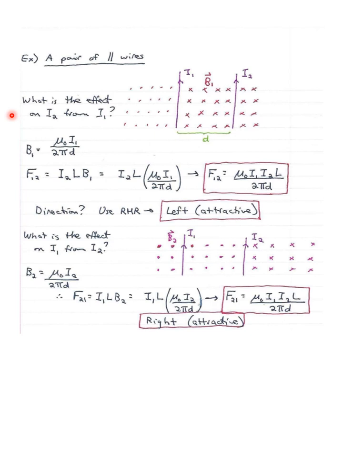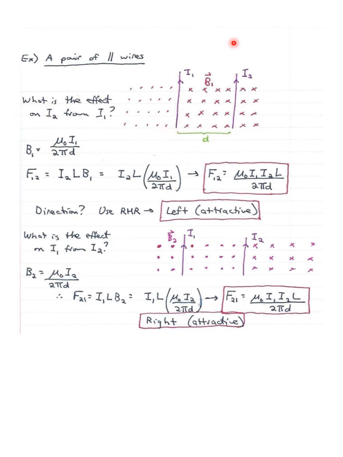So far we've seen that a wire carrying a current is affected. It has a force on it by a magnetic field. Now we've seen that a wire carrying a current has a magnetic field that comes from it. Well, let's see what happens if we have a pair of parallel wires. I want to look at what their effect on each other are. So here you can see the picture that I've drawn.